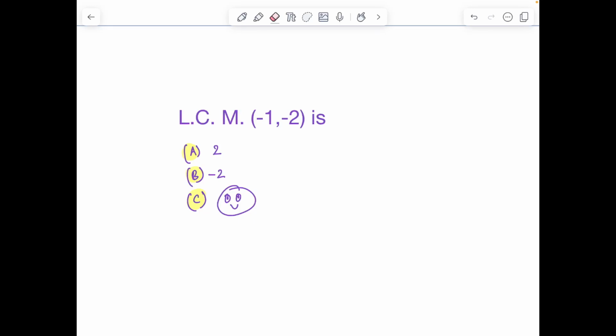All of you, and let's see this question of LCM of -1 and -2. Usually your answer will be either 2 or -2. Let's see whether it's correct or not. So before we go and attempt this question, it's better we ask what really is the LCM.